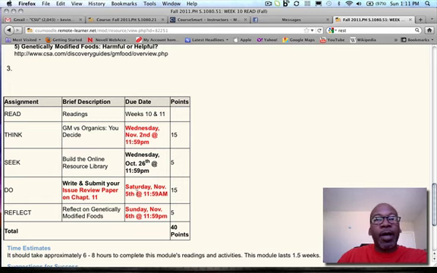And then of course the Reflect. The Reflect will probably open up next Wednesday, since your Think is due next Wednesday. Your Reflect will open up next Wednesday, and then you can post by the following Sunday. So this is a total of 40 points this week. So making up for lost time last week. This is significant. Get the work done.